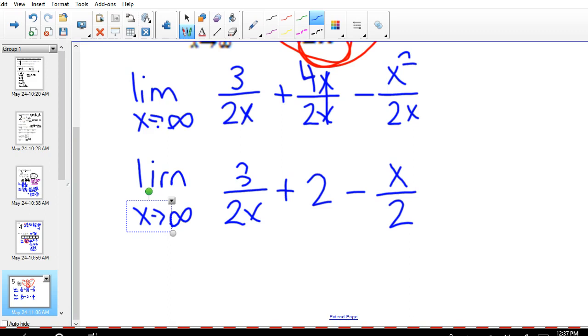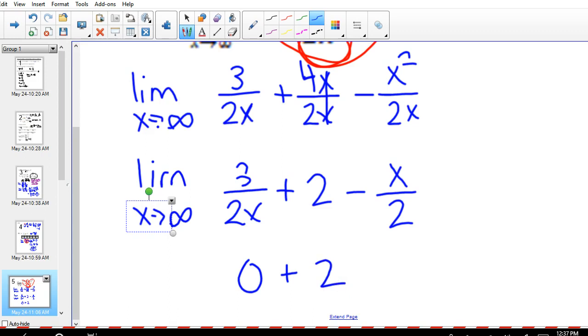For this, Jasmine, the limit as x approaches infinity of 3 over 2x. It is 0. Even though you have that 2 in the bottom and the 3 on top, it doesn't matter. You got the variable in the denominator. So this part is going to be 0. Okay? And then let's see, Skylar, limit as x approaches infinity of 2. It's just 2. All right, now, who's up for a challenge?